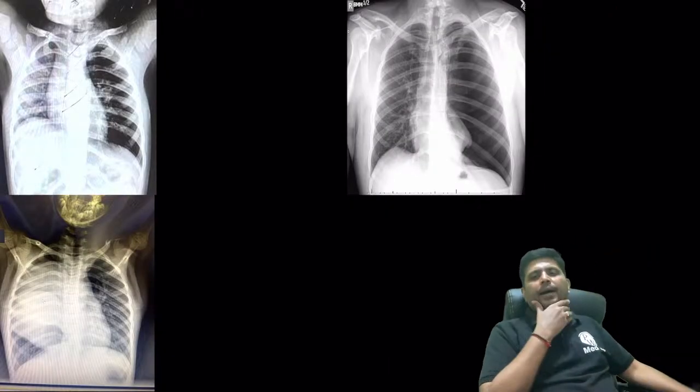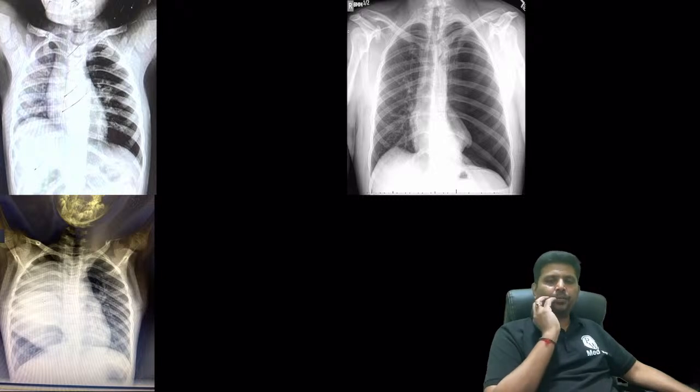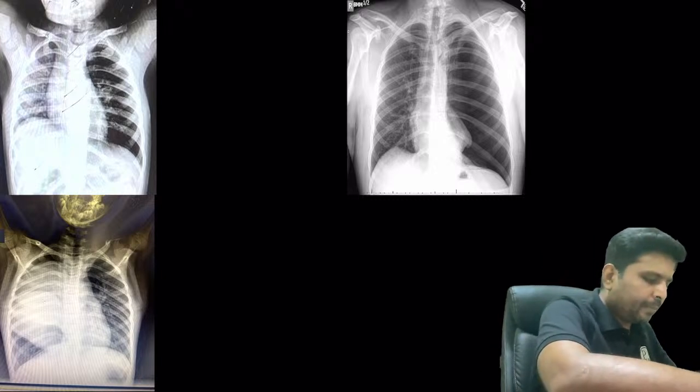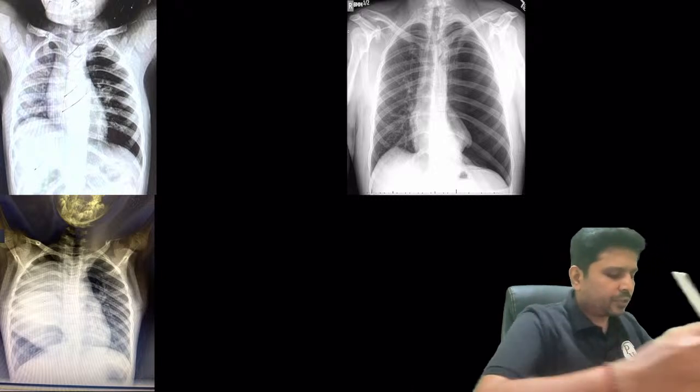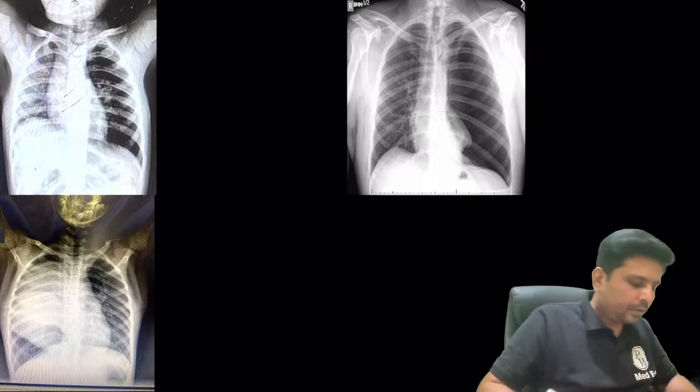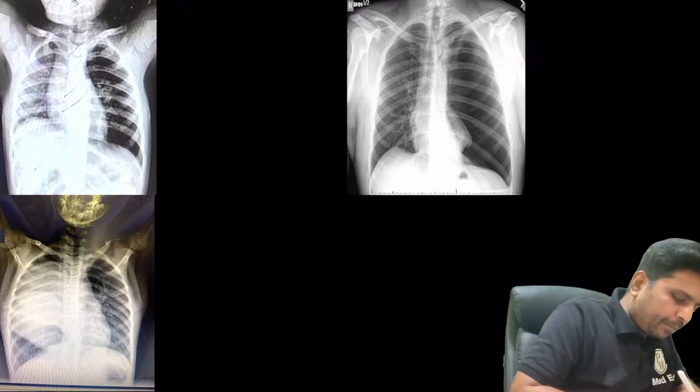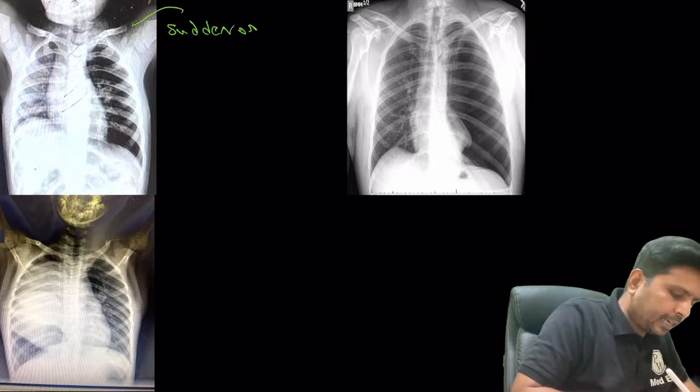Now, beautiful X-rays. Let me show you some of the videos. What is this? Let me give you a picture. Sudden onset cough. This child, sudden onset cough.